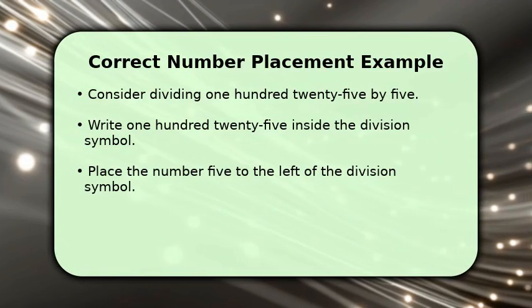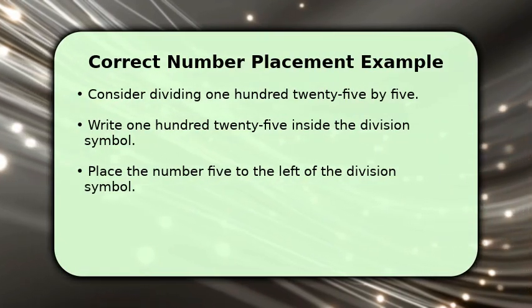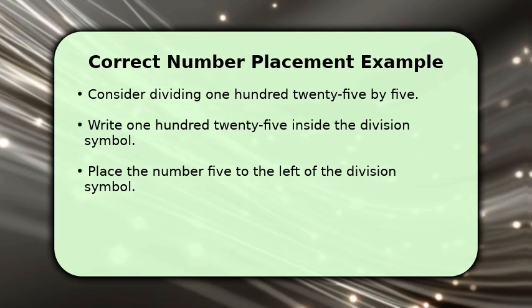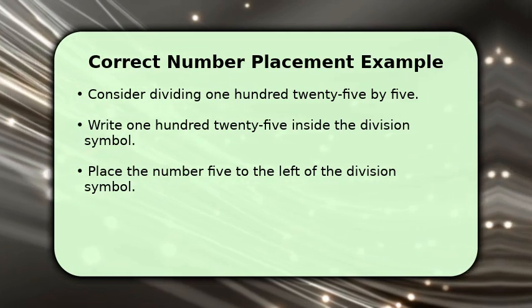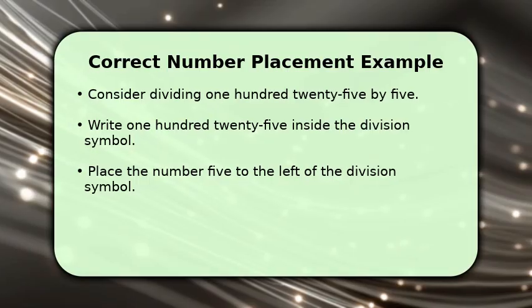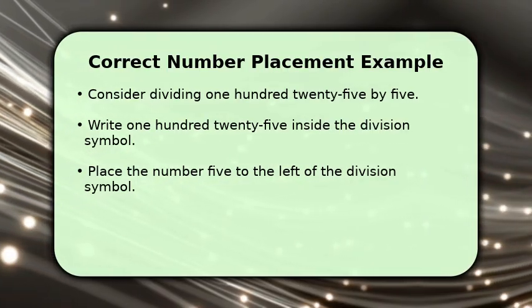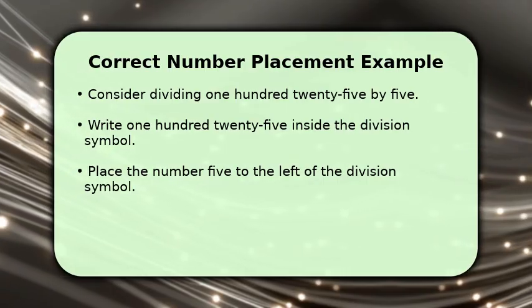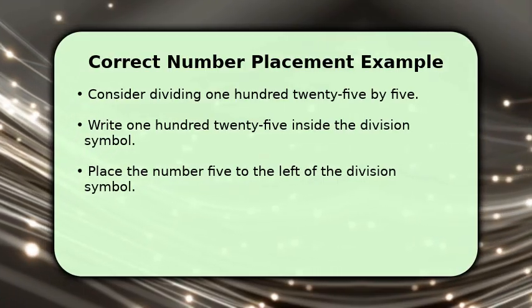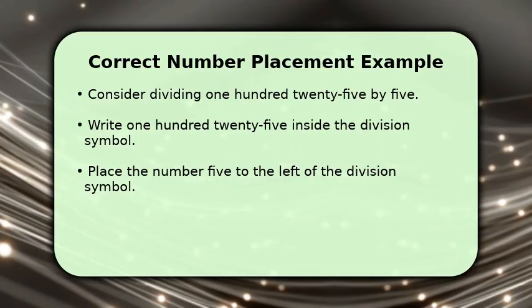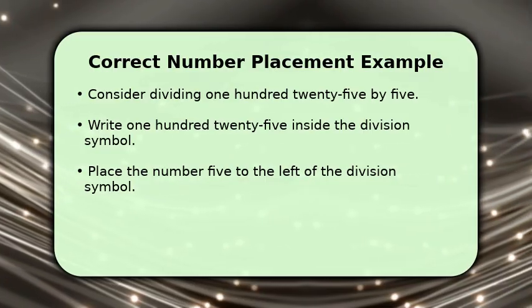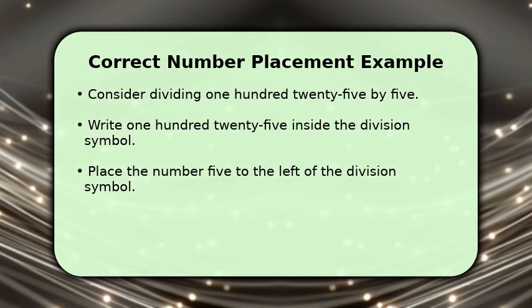Let's use an example to solidify the placement. If your problem is to divide 125 by 5, you would write 125 inside the long division symbol. Then, you would place the number 5 to the left of that symbol. This specific arrangement is not arbitrary. It sets up the visual framework necessary for you to systematically perform the division steps and find your answer.